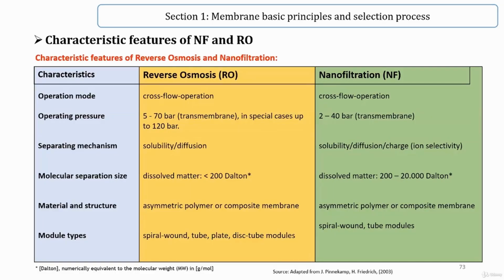Now the first section has finished, and in this section you learned how to select a membrane based on the molecular separation size, material and structure, module type, operating mode, and so on. We continue with section 2, and you will learn in this section about the membrane problems such as fouling, scaling, and concentration polarization, and how to minimize them.